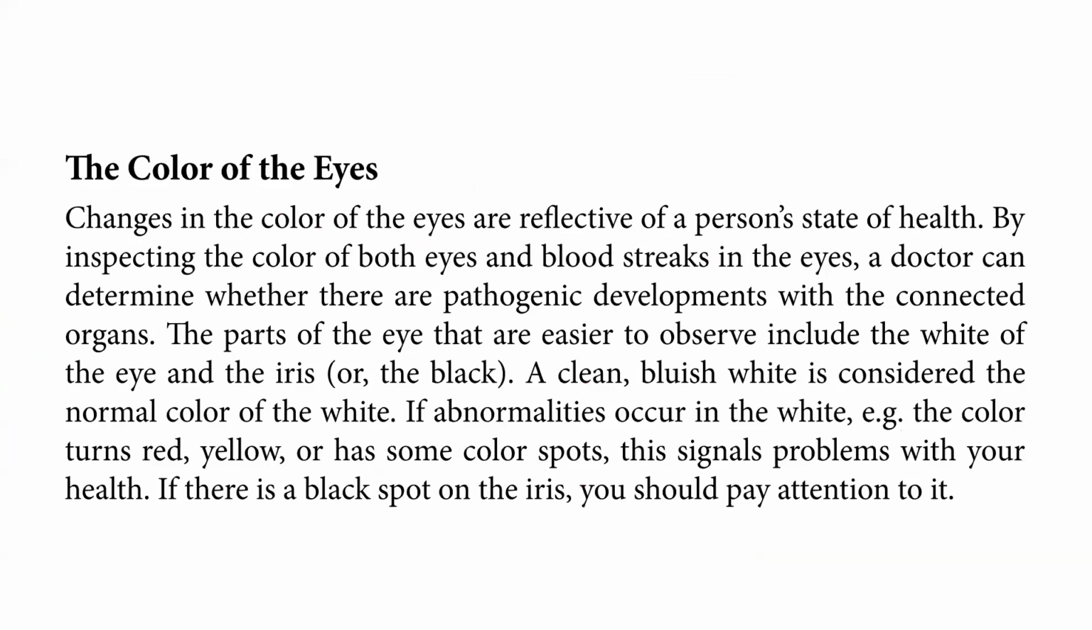The parts of the eye that are easier to observe include the white of the eye and the iris, or the black. A clean bluish white is considered normal in color of the white. If abnormalities occur in the white, for example, the color turns red, yellow, or has some color spots, this signals a problem with your health. If there is a black spot on the iris, you should pay attention to it.